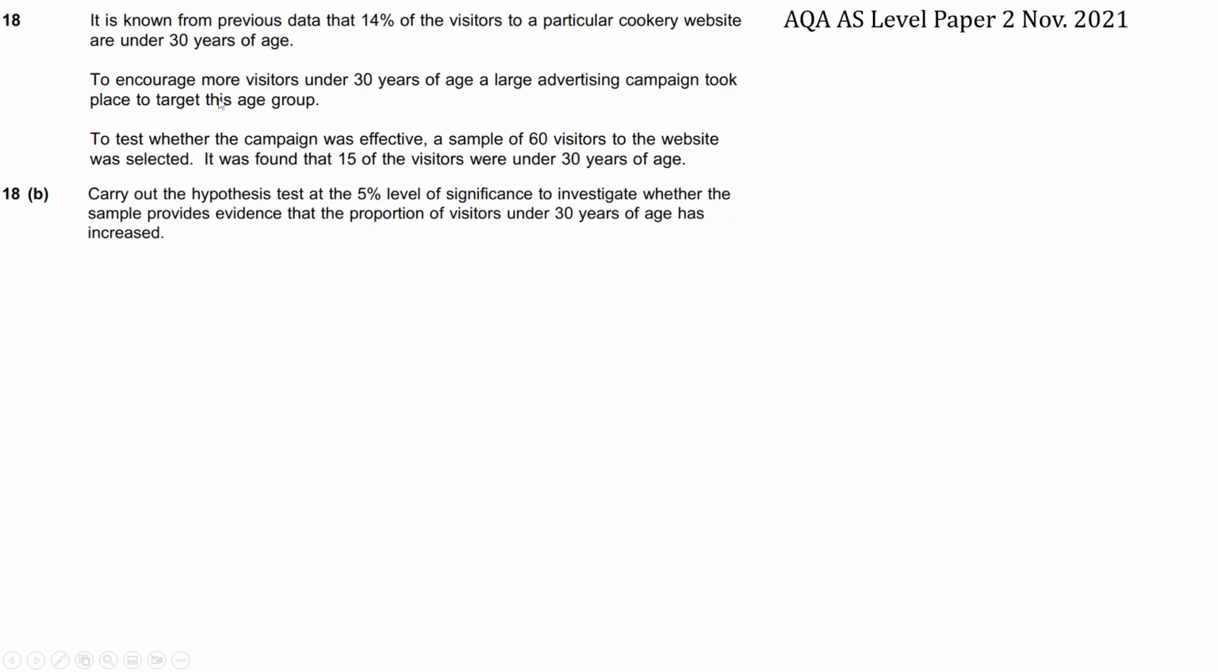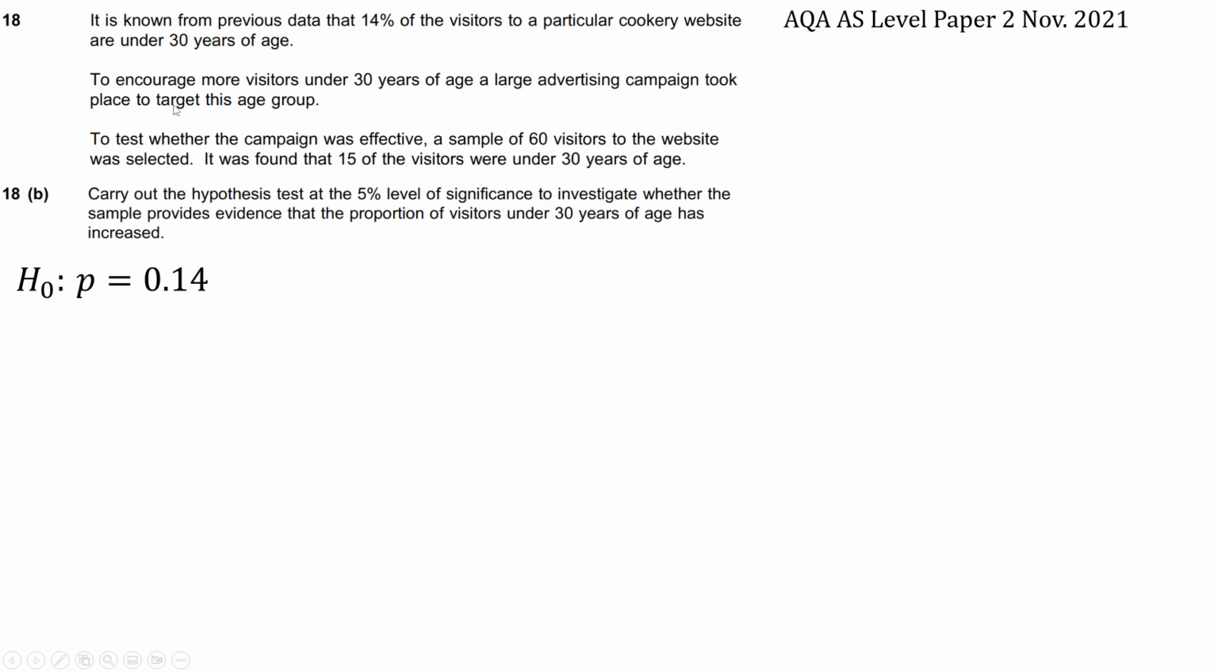Let's look at another question. So here we're saying that 14% of the visitors to a website are under the age of 30. Okay, 14%, that's the base claim. So we'll just say that H0 equals 14%.